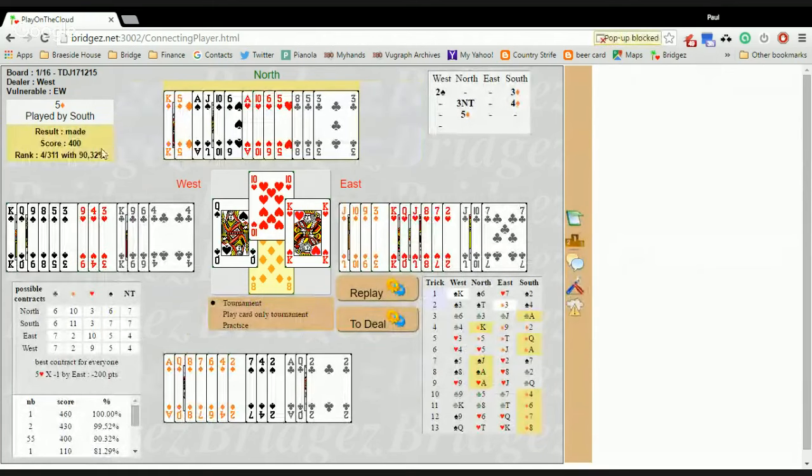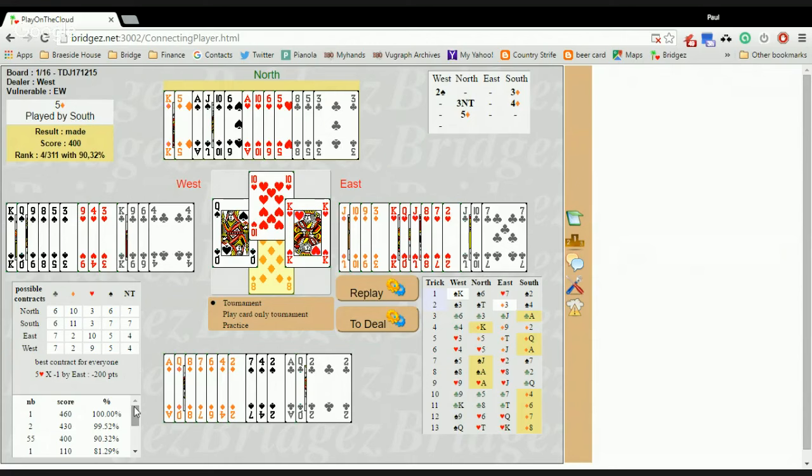And we can see up in the top left that we're fourth out of 311 with 90%, which means that most people failed this contract. If you look at the bottom left, 55 people made the contract, but significantly more went one or two down. Always the first hand is difficult like this. There is a trick to it. The cards won't lie in a very favorable way. So you must think about how you're going to play the hand.